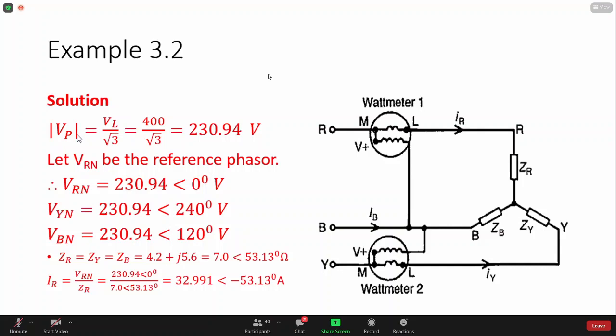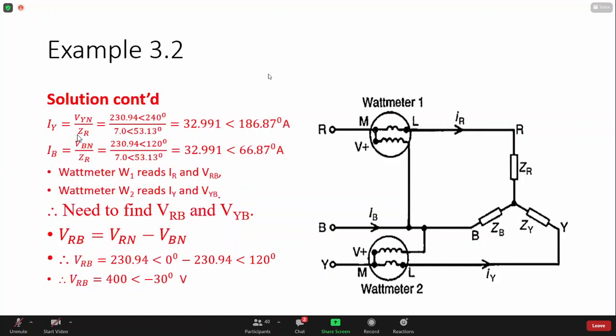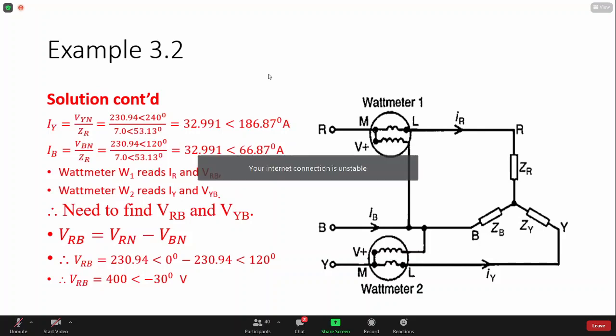Sir, for IY, I got minus 173.13 for the angle, and I added 360 to that. Okay, yeah, you could do that. But what I did was just take 240 minus 53.13, because when you're dividing, you subtract the angles. 240 minus 53.13. So that's how I end up with that. All right, sir. And IB is at angle 66.87.